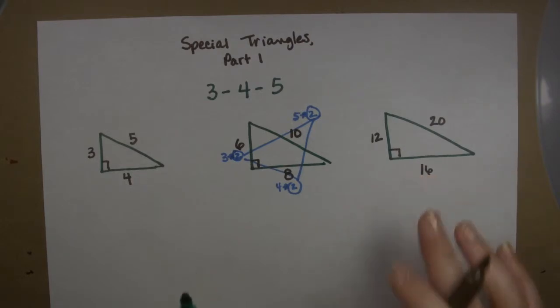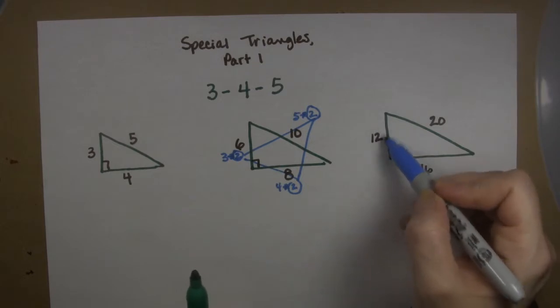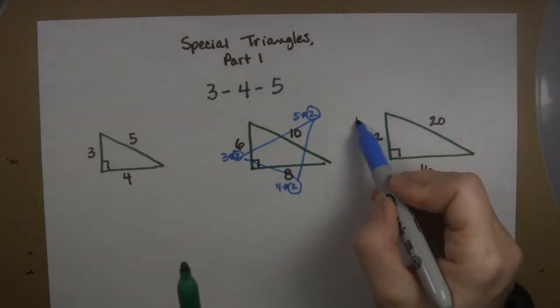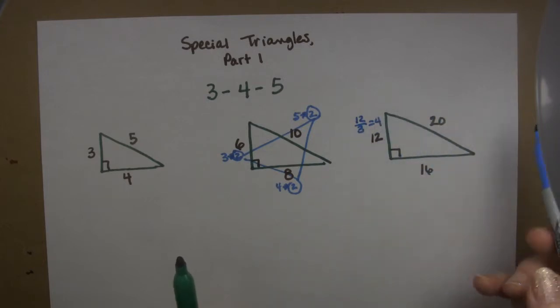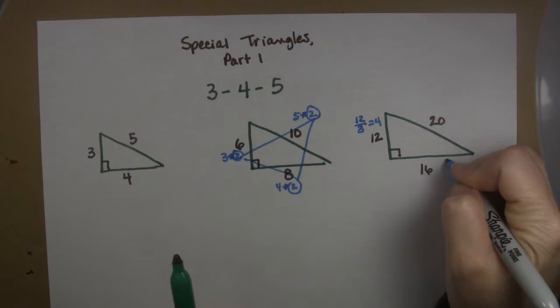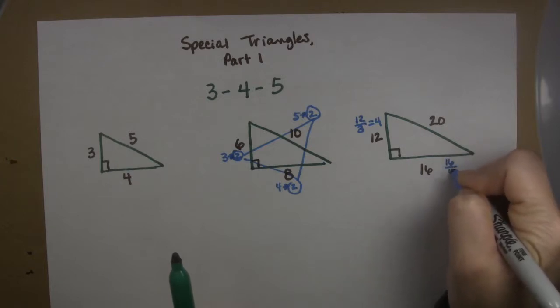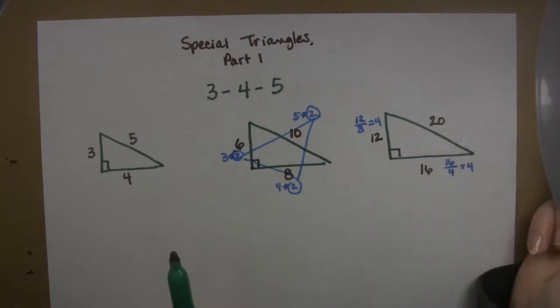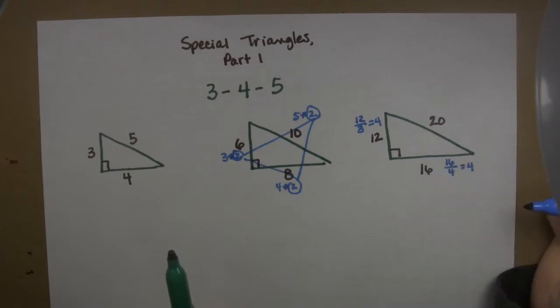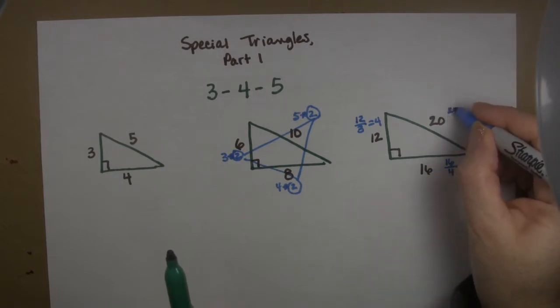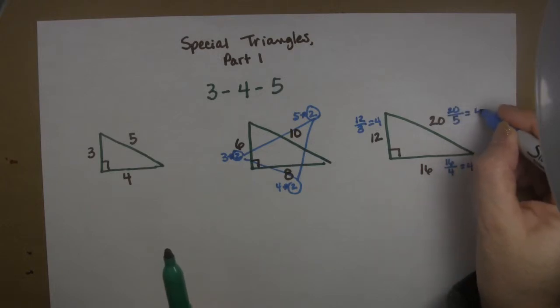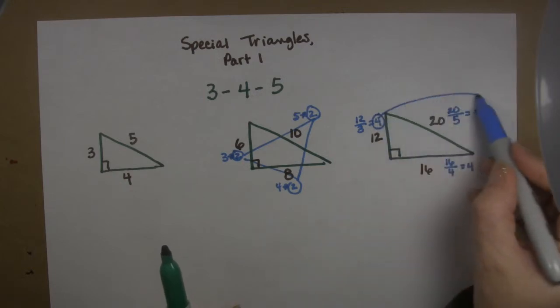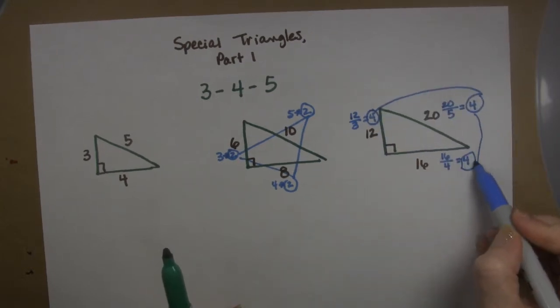What did we use to get these numbers? Well, this is our short side, so it should be a 3, right? So 12 divided by 3, we multiplied 3 times 4 to get 12. Here, this should be our 4 side, right? So 16 divided by 4 is 4. That's how we get our 16. And here we have 20 divided by 5, because this is our 5 side, and that gives us 4. Again, we're using the same multiple each time.